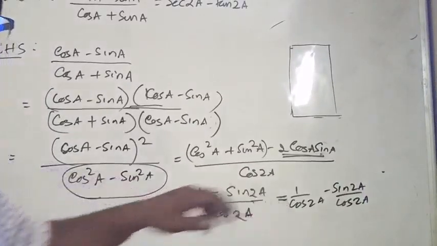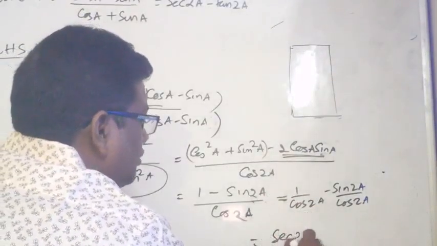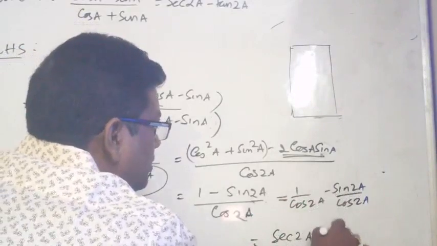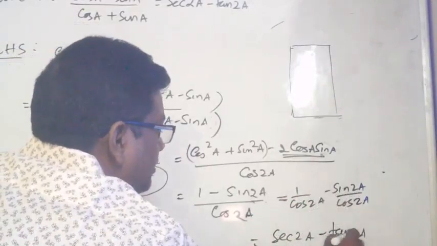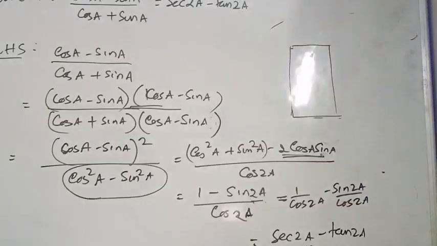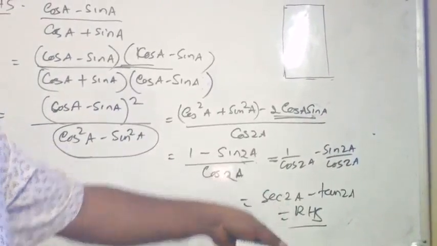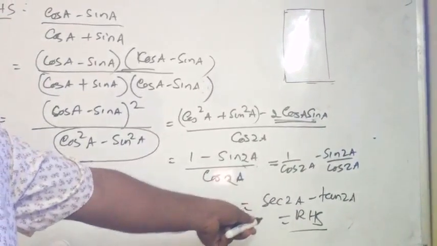Separate this. 1 by cos 2a means sec 2a, sin 2a by cos 2a means tan 2a. Okay, this is the right hand side proved. Sec 2a minus tan 2a, which is equal to the right hand side.